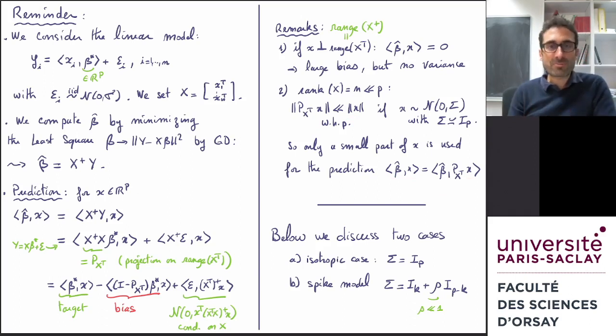So we try to make all this more specific, and below we'll discuss two cases, which will be the case where sigma is equal to the identity. This is the isotropic case. And then we'll consider the spike model, where you have a low dimensional part with a lot of signal, and you have a high dimensional part with a very low signal, so with rho very small compared to 1. And we will discuss these two cases, and in the next video, we will analyze the general case.